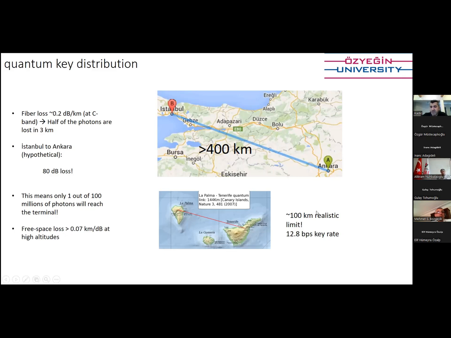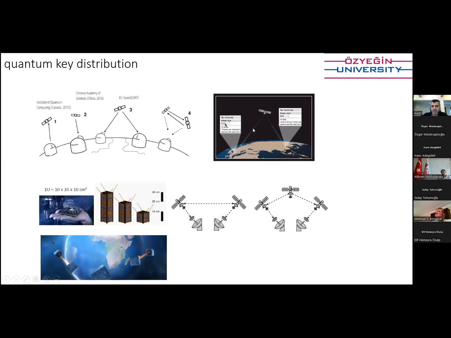But as you see here, for the 100 kilometer realistic limit in this experiment, 144 kilometers in the Canary Islands, they achieved 12.8 bits per second. Imagine in 1 second, you're only getting 13 bits of quantum key. It's extremely low. This is only 144 kilometers, just remember that. And then let's go to space.